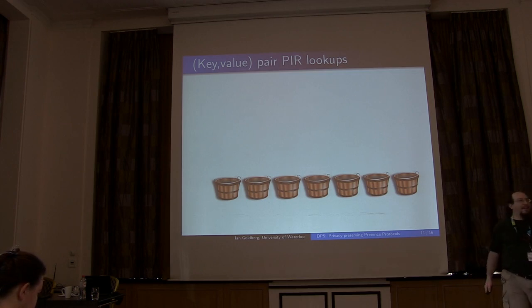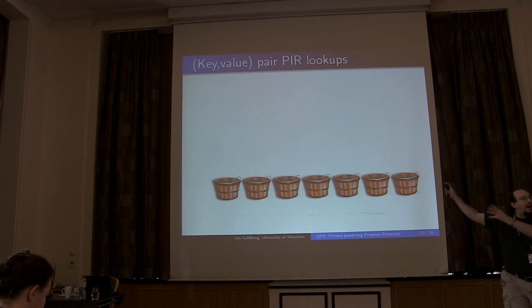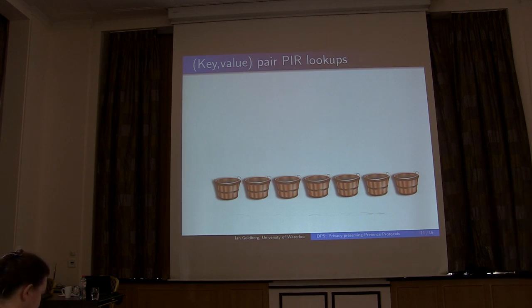So you have key-value pairs, and I want to look up the value associated with a given key from the server without revealing what key I asked for to the server, and without the server learning what the value was or even whether or not that key exists in the database. That's important. The server can't learn whether the key is in there. So how do we do that? We're going to use that very simple PIR that I already showed you as a building block.